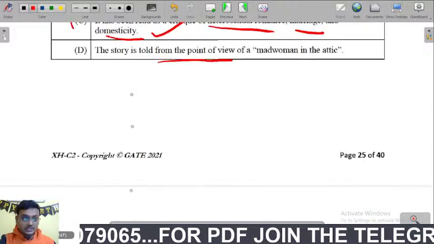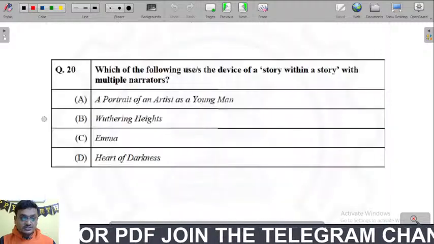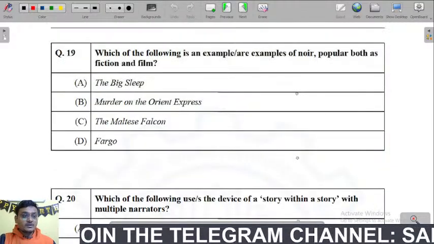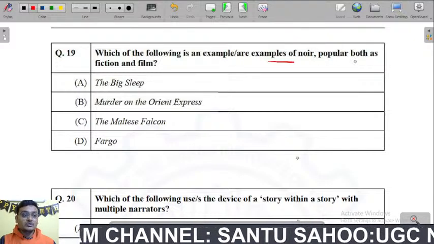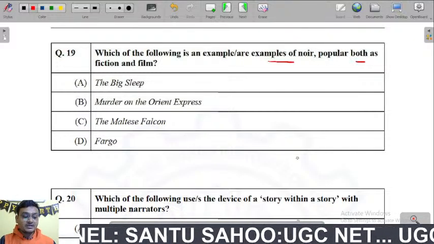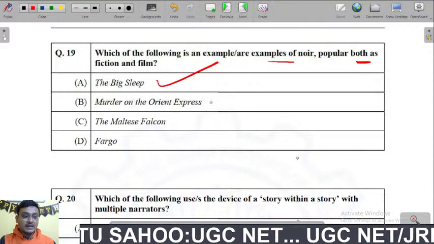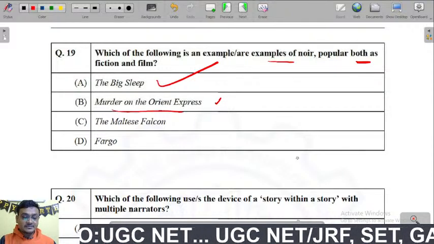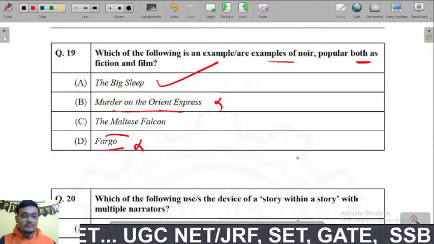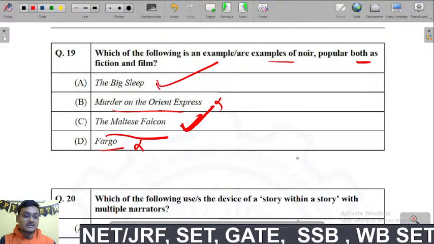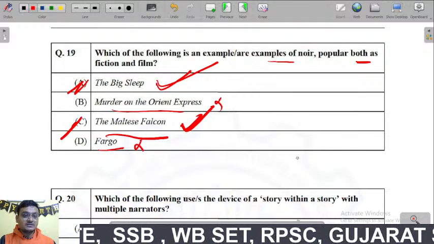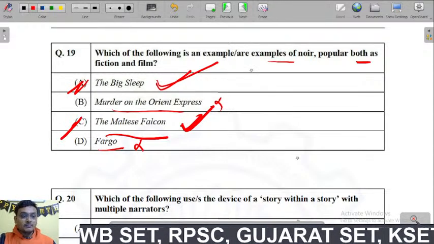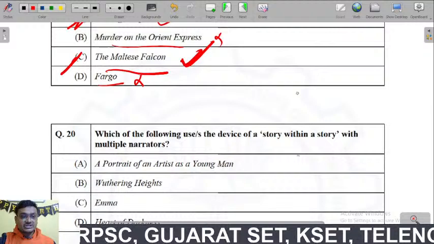Last, okay, here is question number 19. Which of the following is an example of noir, popular both as fiction and film? The Big Sleep and Murder on the Orient Express, no. Fargo, The Maltese Falcon and The Big Sleep are actually 19. So A and C are examples of noir, popular as fiction and film.